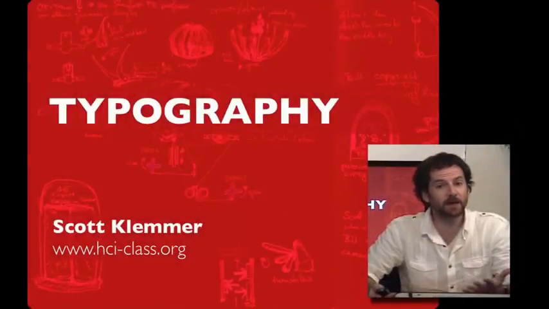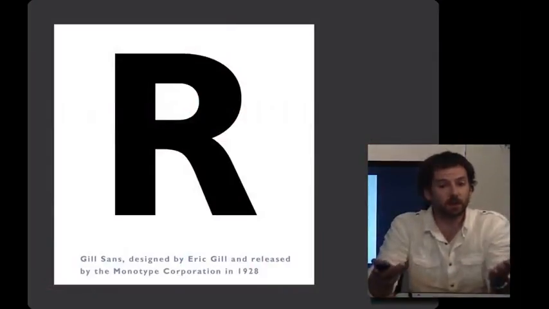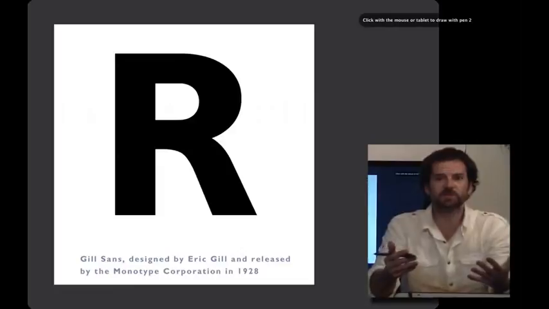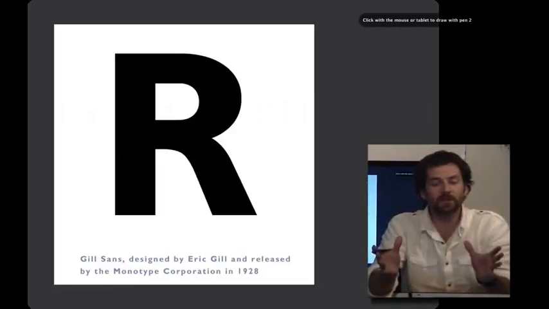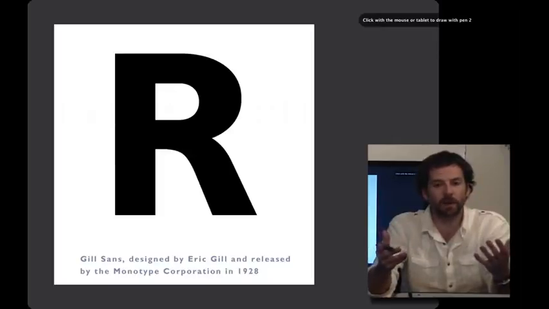Let's take a look at the atoms of visual design. Letter forms. This is the letter R, typeset in Gill Sans. Gill Sans was designed by Eric Gill and released in 1928. There's a couple of things that I'd like to point out about this letter right here. One of them is that it has the perceptual characteristic of being consistent weight all throughout.